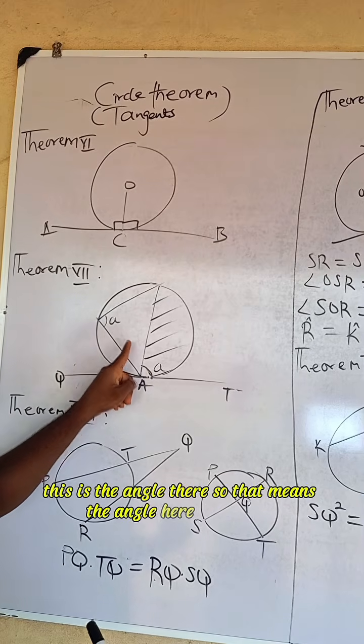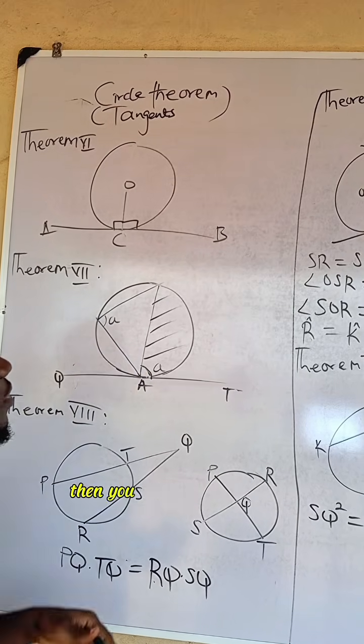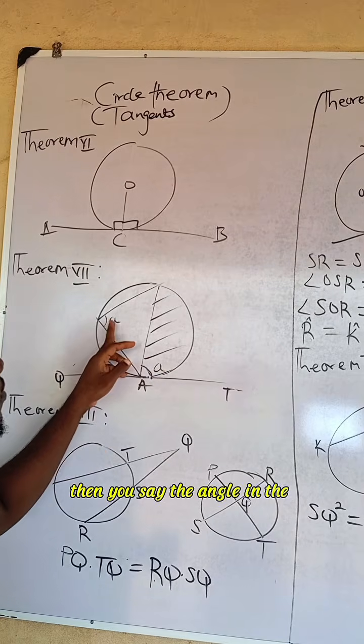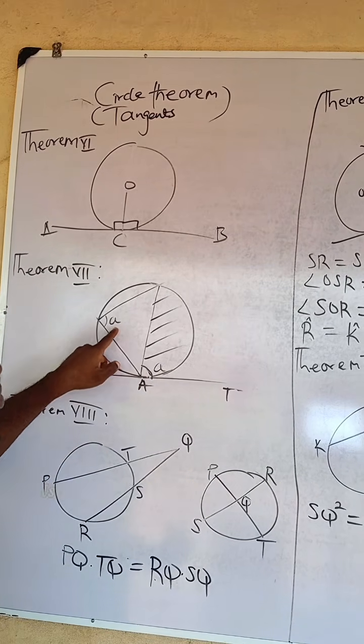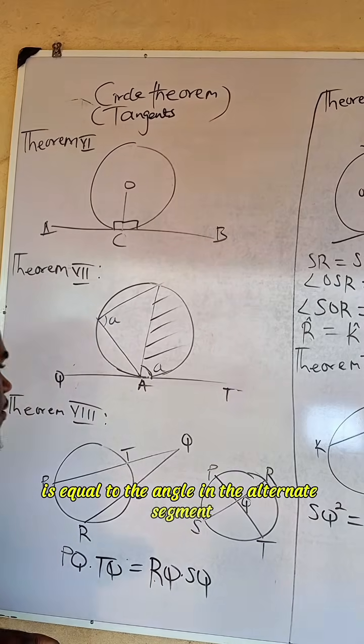So that means the angle here is equal to the angle here. Then you say the angles in the alternate segments are equal. The angle subtended by a chord and an arc is equal to the angle in the alternate segment.